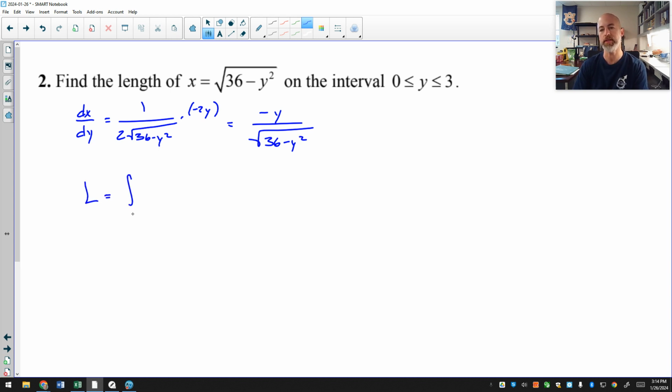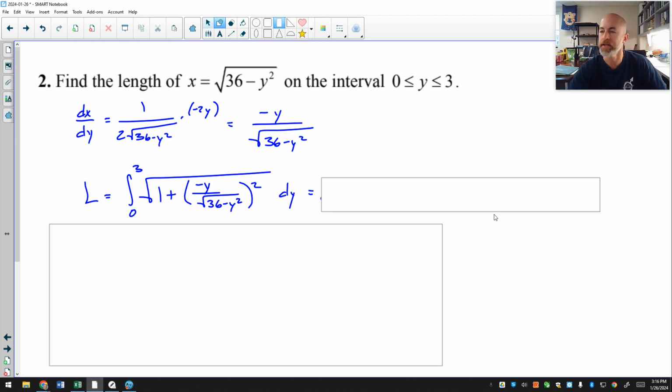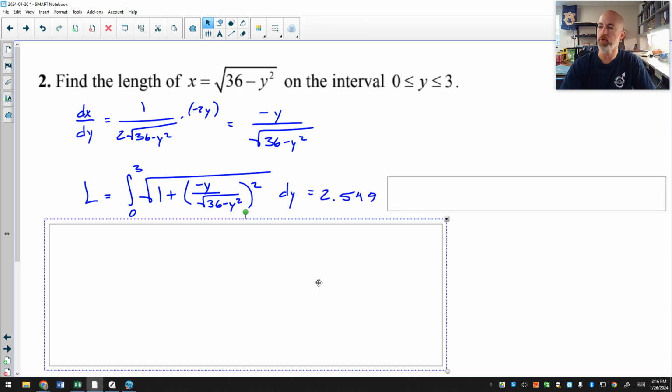And then we will throw that into the antiderivative for arc length. The length will be the integral from 0 to 3 of the square root of 1 plus my derivative, which is negative y over the square root of 36 minus y squared, squared, that is 1 plus y prime squared, x prime squared, dy. And again, we will go to the calculator and throw this in and write down the answer. Okay, and I ended up getting, for my answer, 2.549, and that is the truncated version.